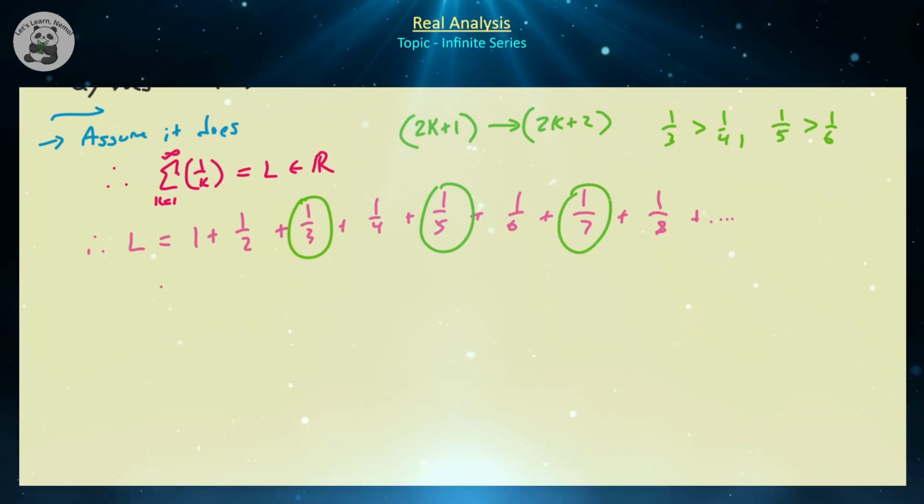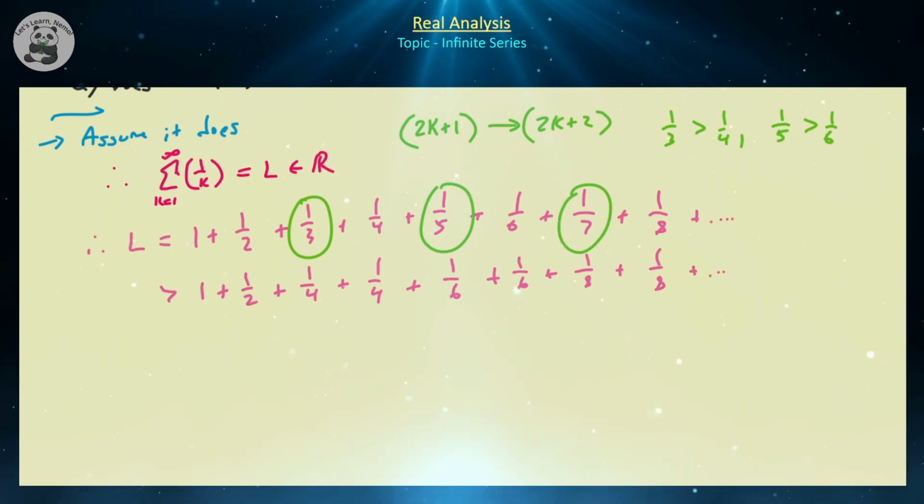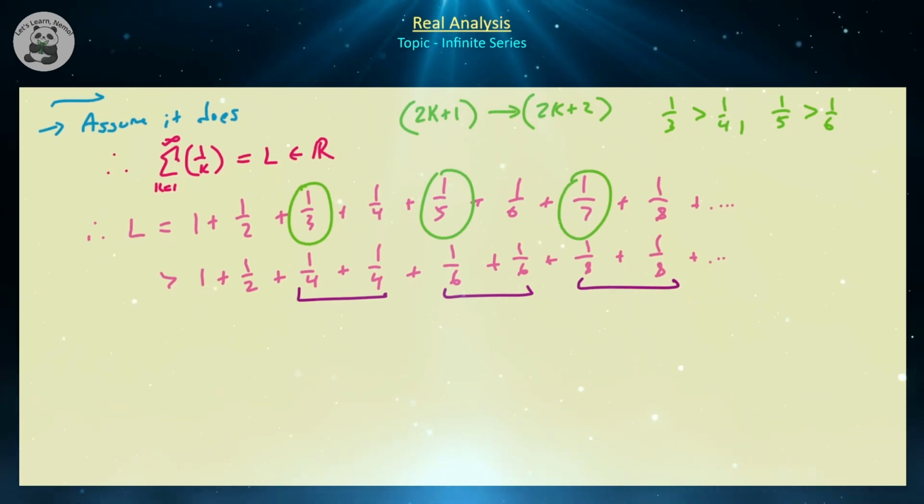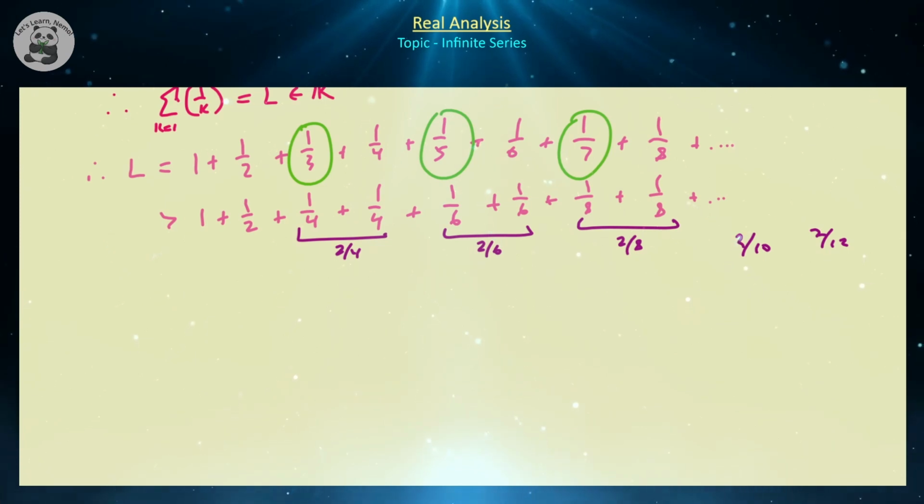So this is going to be greater than 1 plus 1 half. 1 over 3 is an odd number, so I'm going to change that to 1 over 4. We still have that 1 over 4 there. That 1 over 5 is going to shift up to 1 over 6, that 1 over 7 is going to shift up to 1 over 8, and so on. And what we have here is repeated terms in groupings of 2, right? So that's 2 fourths, that's 2 sixths, that's 2 eighths, and then we're going to have 2 tenths, 2 twelfths, and so on. If I reduce 2 fourths, I get 1 half. If I reduce 2 sixths, I get 1 third. If I reduce 2 eighths, I get 1 fourth, and so on.